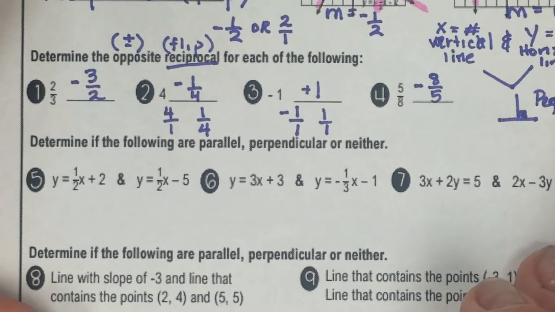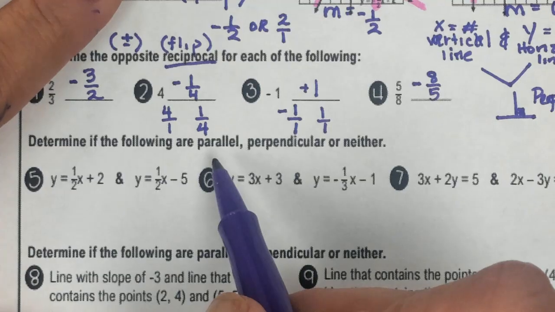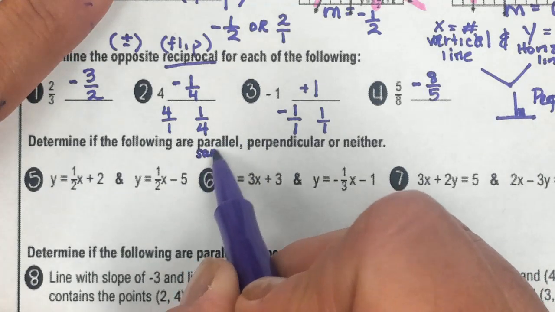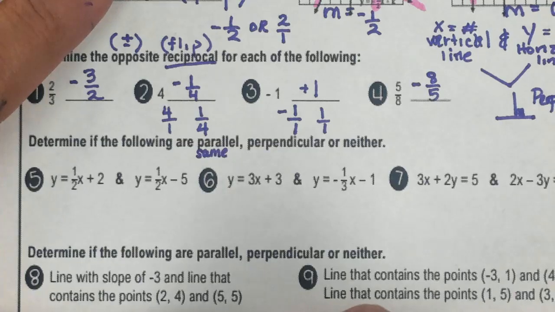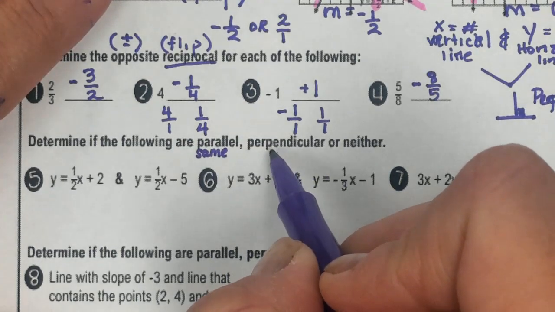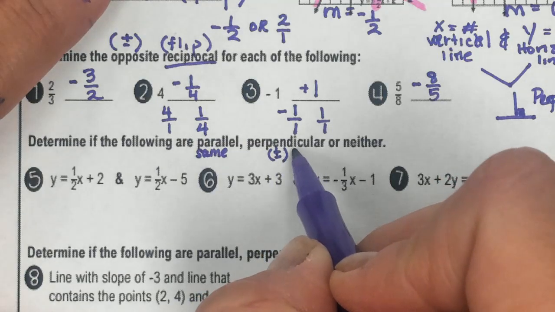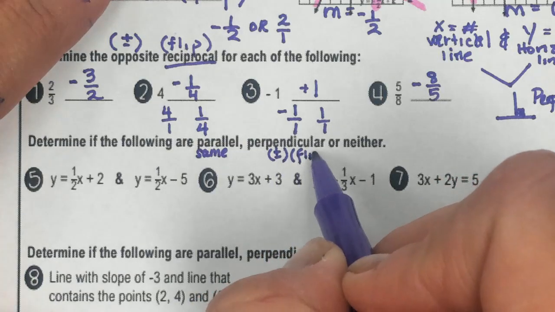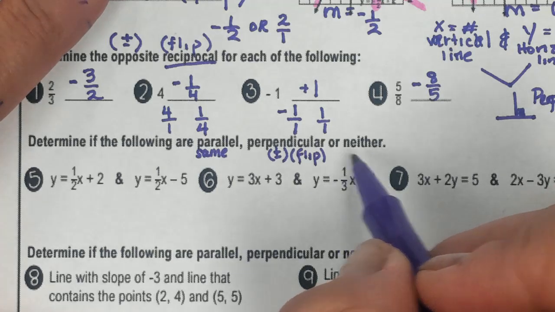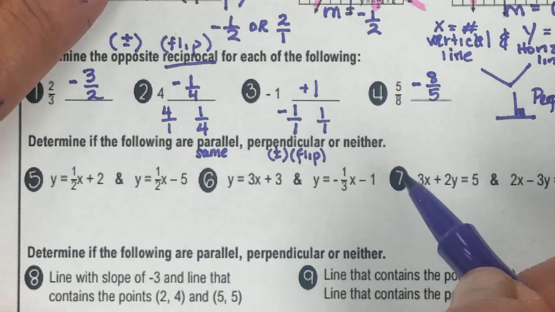All right, now we're going to determine whether they're parallel. So make a note, they have to have the same slope. Whether they're perpendicular, you can make a note by saying that they have to be opposite signs and they have to be flipped. And neither means they don't meet any one of these requirements.